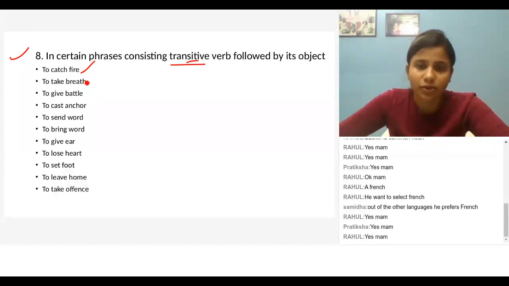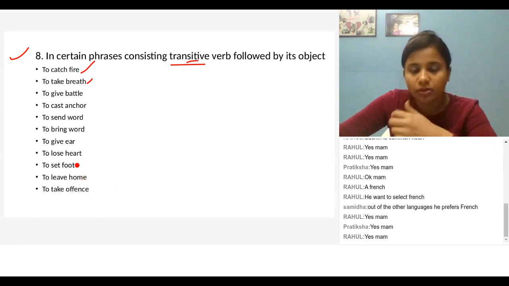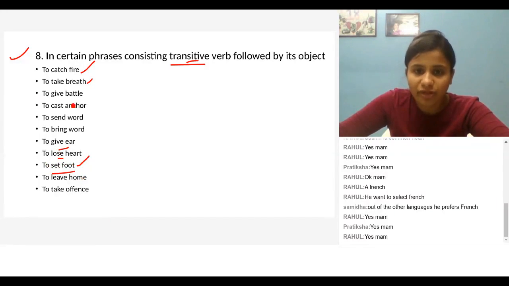To take breath, you never take a breath or the breath. So all these are the same words. To set foot on Mars, you don't set a foot. It is always going to be in this form without an article.